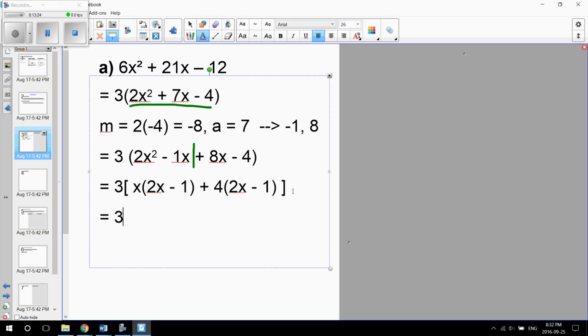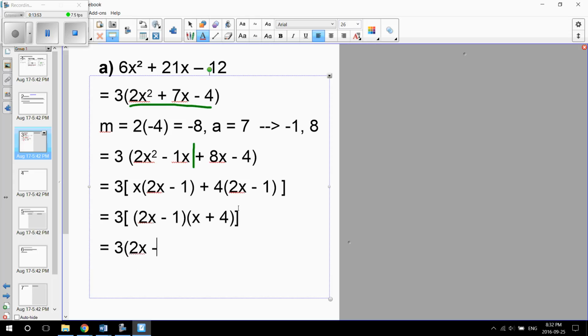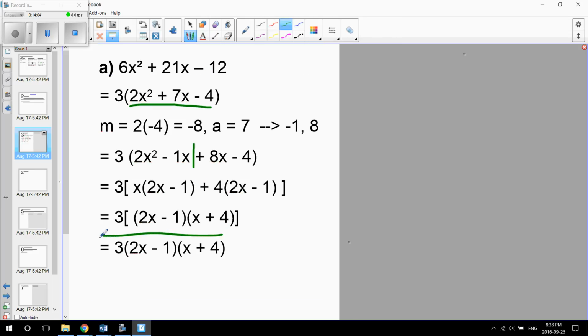So again, that 3 still stays there. But then here, when we look at our brackets, remember that our 2x minus 1, those are our two same brackets, so that bracket carries out front. So we write that one out front, 2x minus 1. And then anything that's left over, so our x from this one and our plus 4 from this one, gives us our two finalized brackets. Now, so our final answer is going to look like 2x minus 1 and x plus 4. And this is our final answer here.